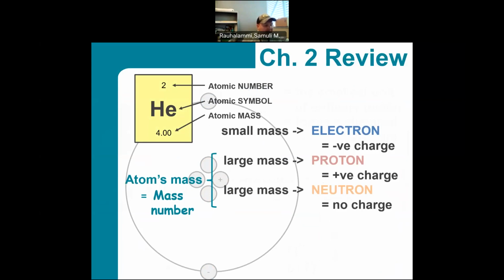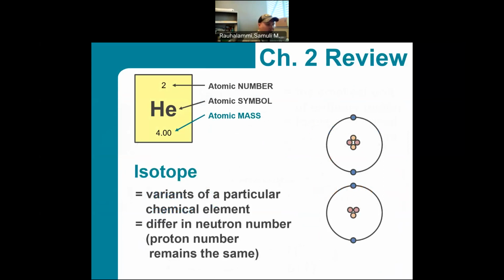So atomic mass is calculated by adding together the mass of protons and the mass of neutrons, and that gives us the mass number for that particular element. The mass of electrons is really rather small, so it doesn't have a significant contribution to this. So the convention is that we just try to keep it simple by focusing on the mass of protons and neutrons.